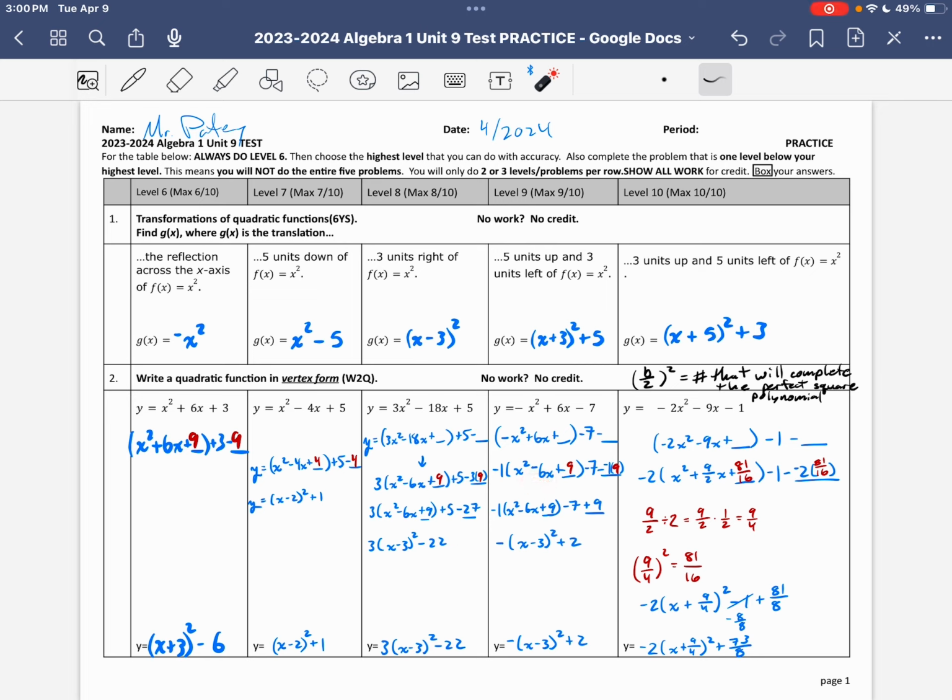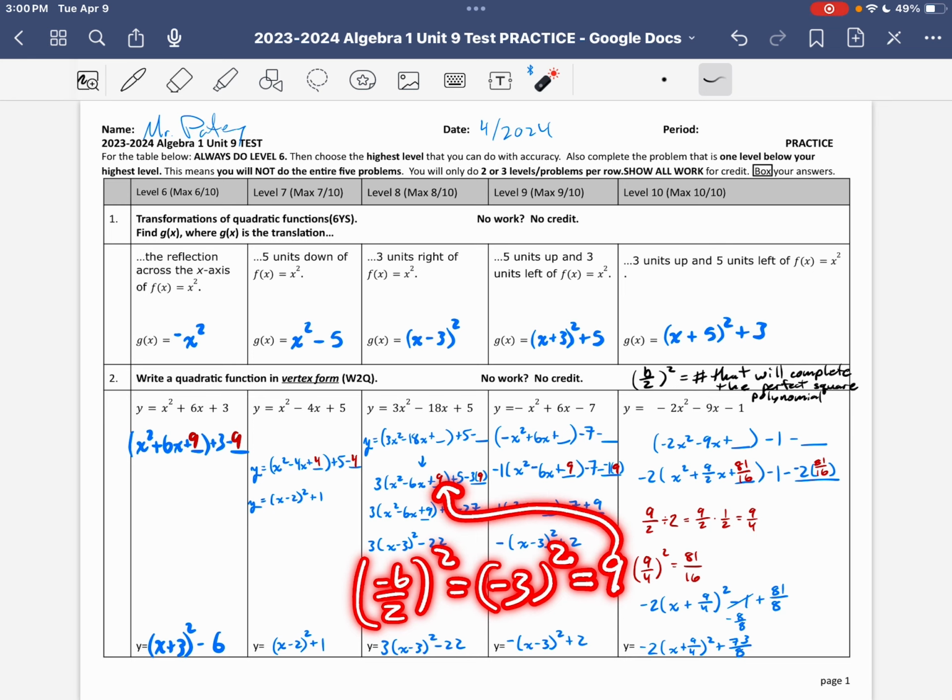Okay, the next thing I do is I have to find the number that I'm going to add and take away. The way we do that is we take the x term, we divide it by 2 and square it. So in this one, I went negative 6 divided by 2, and then I have to square it. Negative 6 divided by 2 is negative 3. And then when I square negative 3, that's negative 3 times negative 3, I get a positive 9, which is why you see a 9 right here.